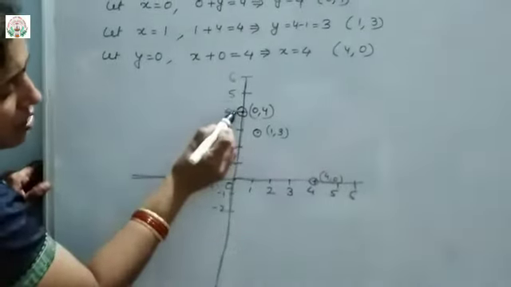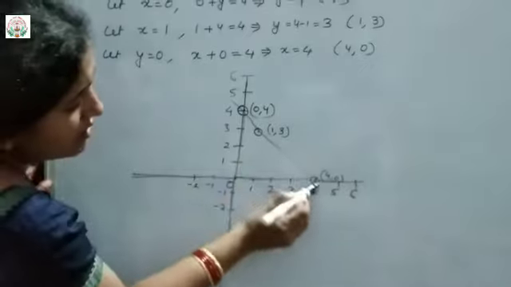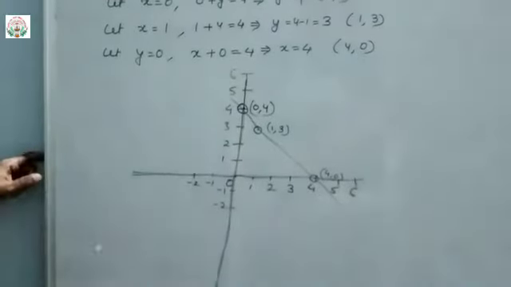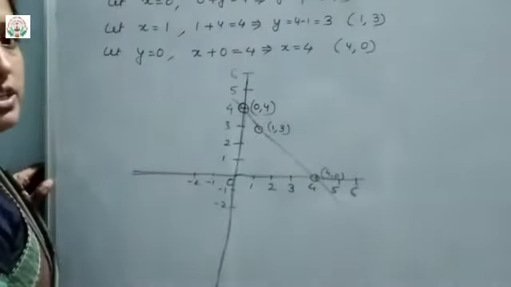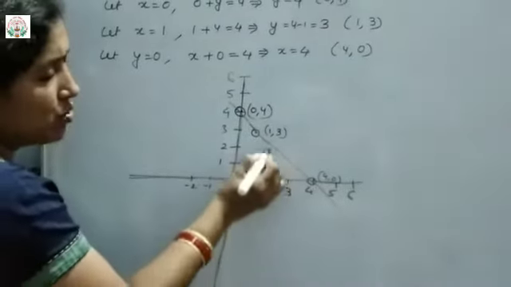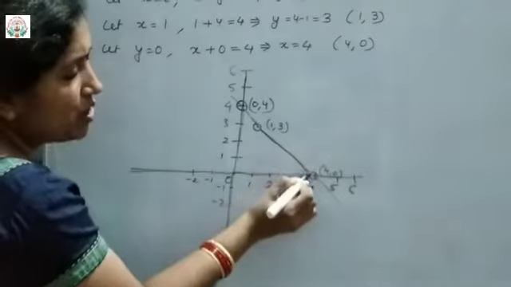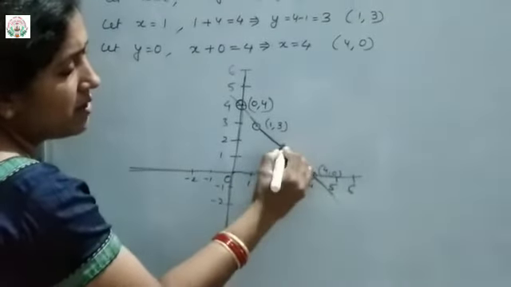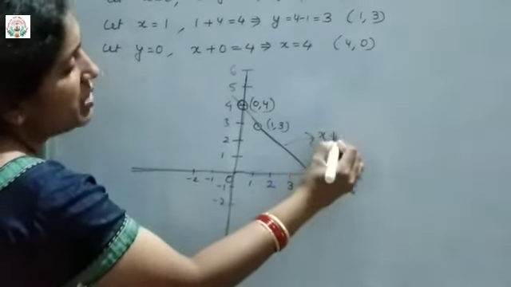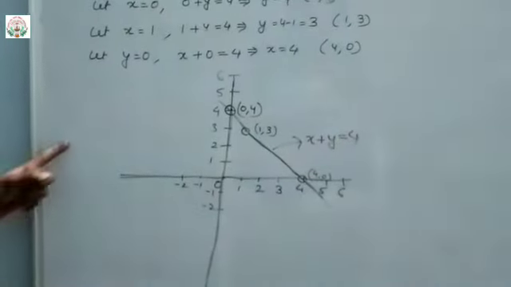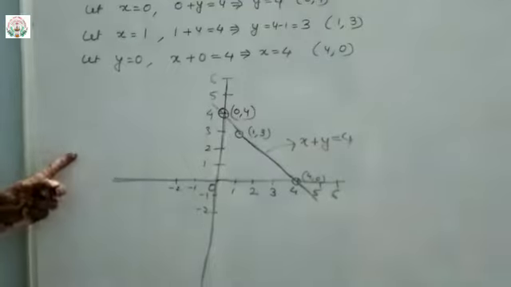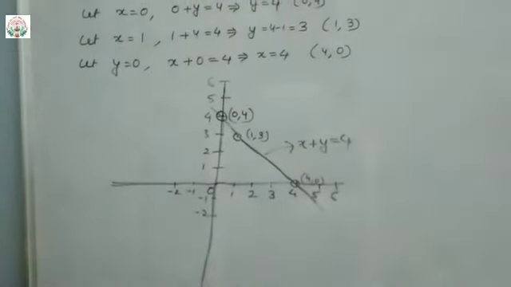Likewise, now draw with the scale like this. You will get a straight line. With the scale draw, you will see you will get a straight line. So this line equation, linear equation will be what? This is x plus y equals to 4. Okay, so this way you have to draw graph for the linear equation.